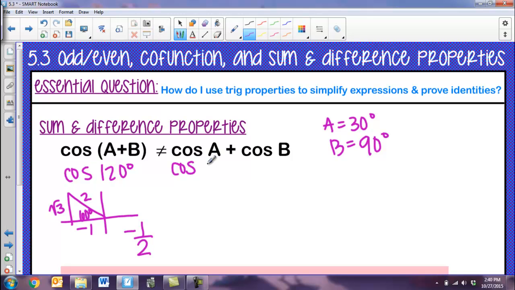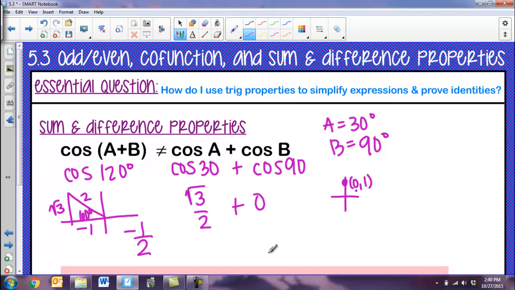So now let's see what the right side equals. Cosine of A would be cosine of 30, and we want to add it to the cosine of B, which is cosine of 90 degrees. If I find the cosine of 30 degrees, remember I do adjacent over the hypotenuse, which in the first quadrant would get me positive root 3 over 2. The cosine of 90 degrees, if we think about 90 up here, that x value is 0, and so my cosine of 90 is 0. And now looking at this, -1/2 surely is not equal to root 3 over 2. They're not even the same sign. And so I cannot just distribute the cosine over those parentheses.